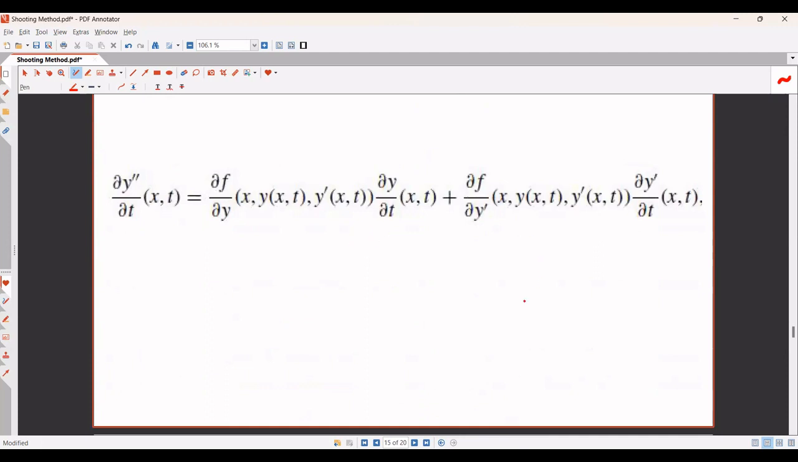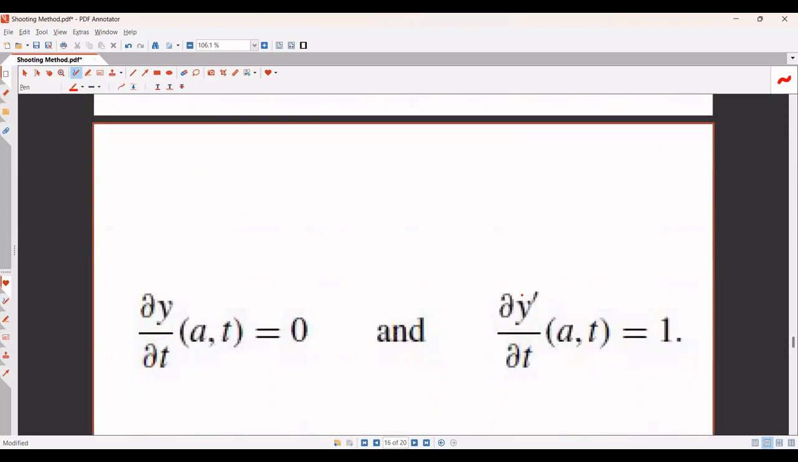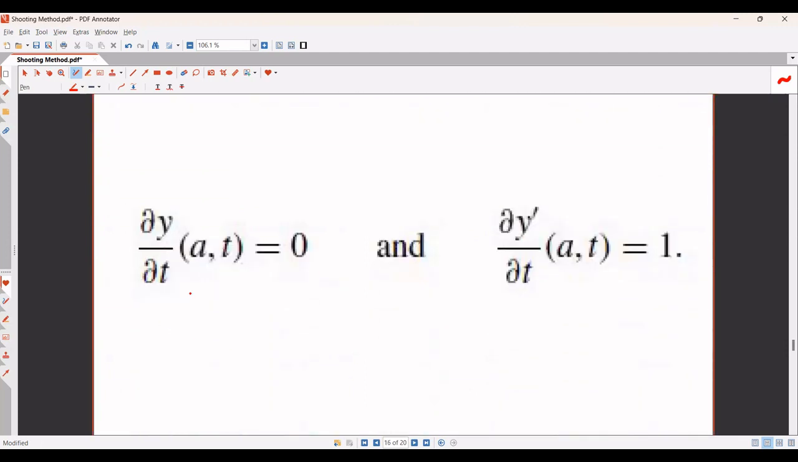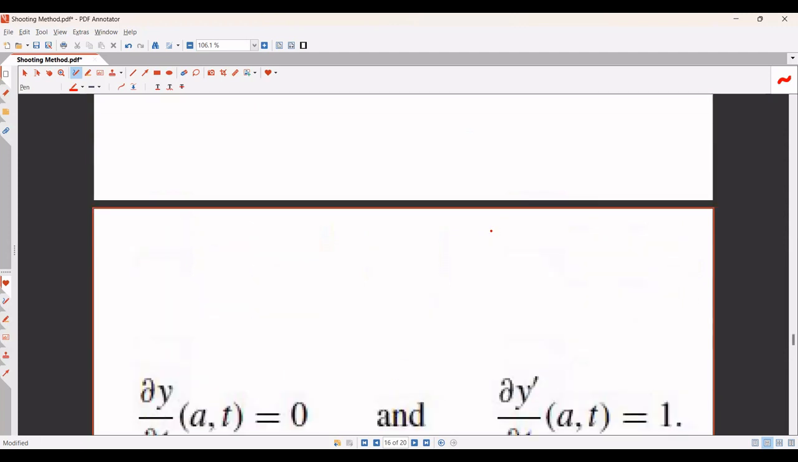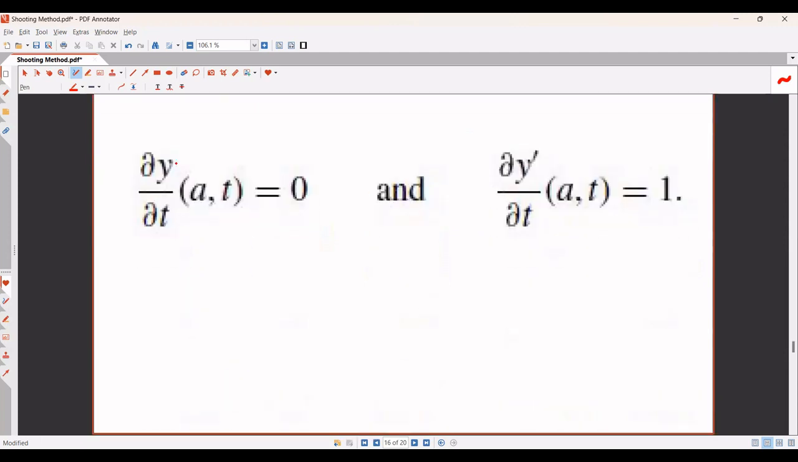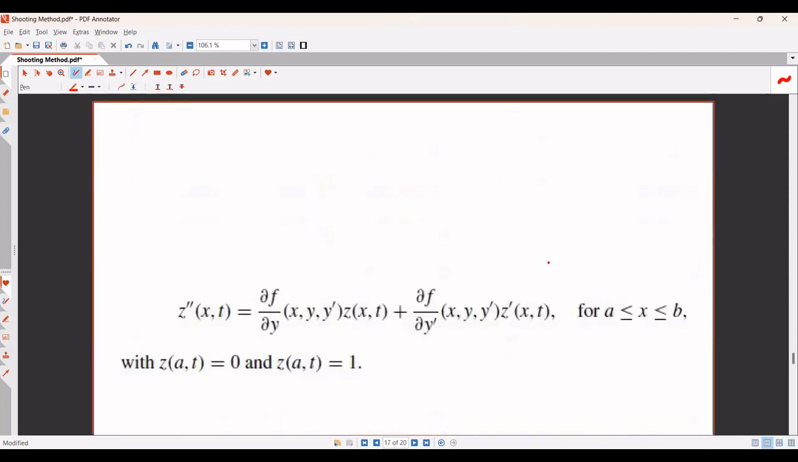Now, what we are going to do on the next page, these are the initial conditions also. We differentiated the initial conditions with respect to t as well to get this. And the original value of y at a was given to be alpha. Alpha is a constant, so when we differentiate with respect to t, we are always going to get a 0 on the right hand side. But what about this one? We assumed that the derivative of y at a is t. So when we differentiated with respect to t, we got 1 on the right hand side for this initial condition.